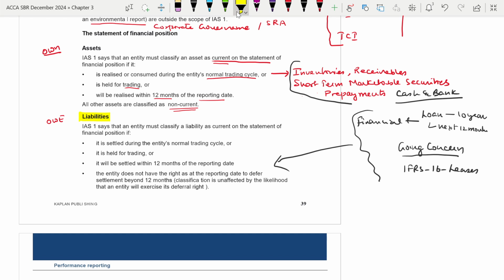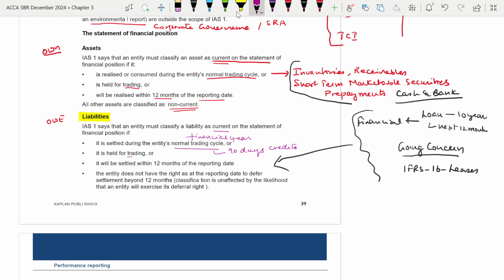Next, what are the liabilities? Liabilities are very simple, same thing. What makes a liability current? Current and non-current liabilities. It is settled in a normal trading cycle. A normal trading cycle is nothing but a normal financial year. Usually when we say normal trading cycle, the maximum credit you will get is 90 days. Nobody will give more than 90 days.